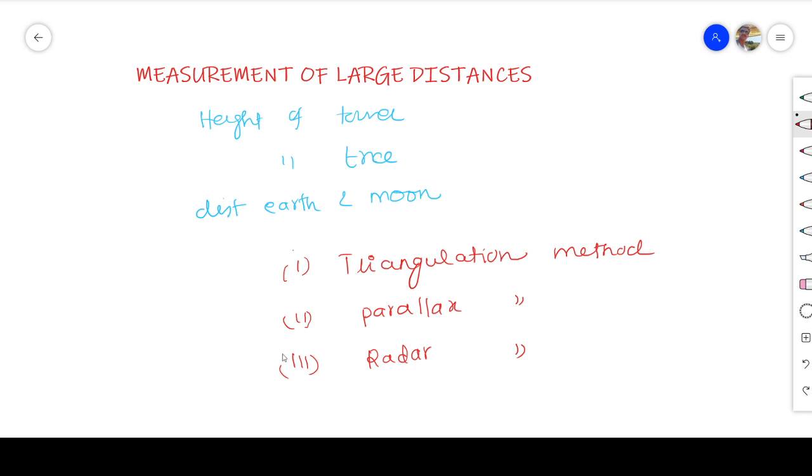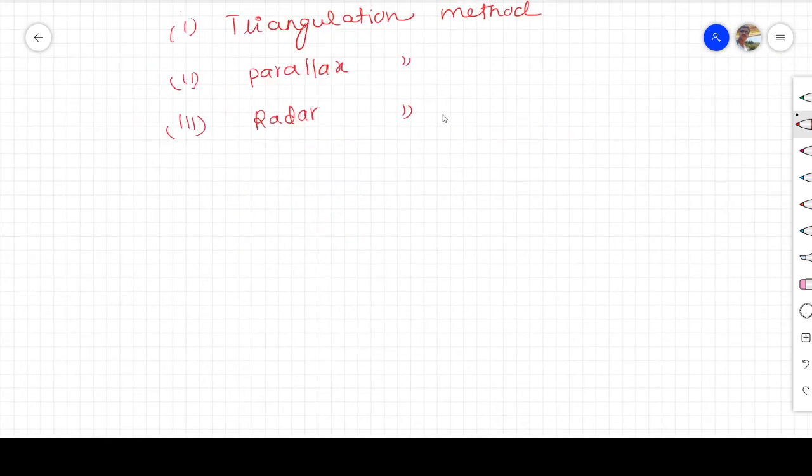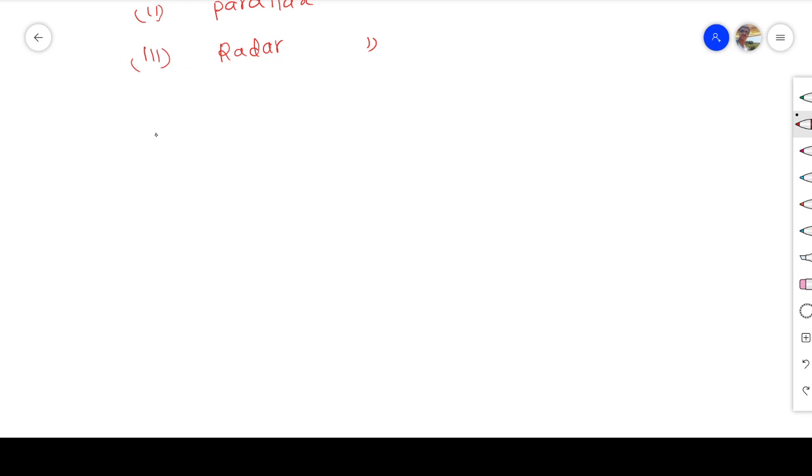In this video, we see the triangulation method of measuring large distance.